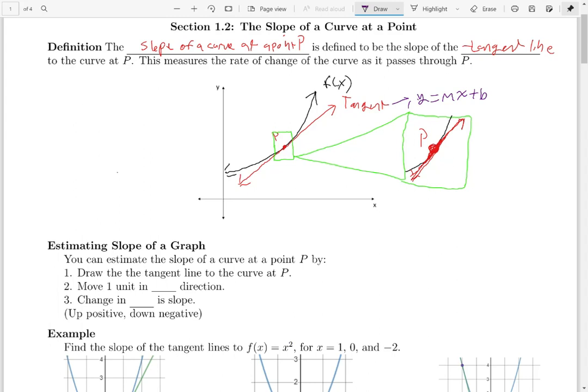Now in general, you can estimate the slope of a graph at a point by drawing a tangent line to the curve at that point P. So you've got to pick a point P and then draw a line tangent to the curve at that point P. Then if you're just trying to calculate the slope, you can move one unit in the x direction, and then the change in y will literally be your slope. Now this is just true because that's what slope is. And of course recall that when we're talking about slope, up is positive and down is negative.